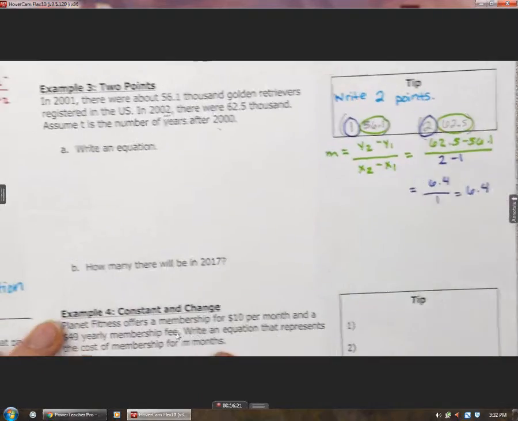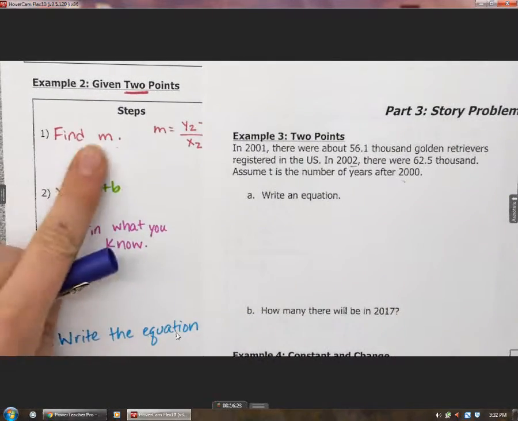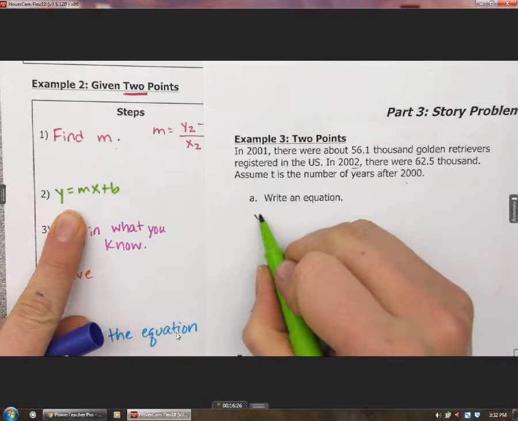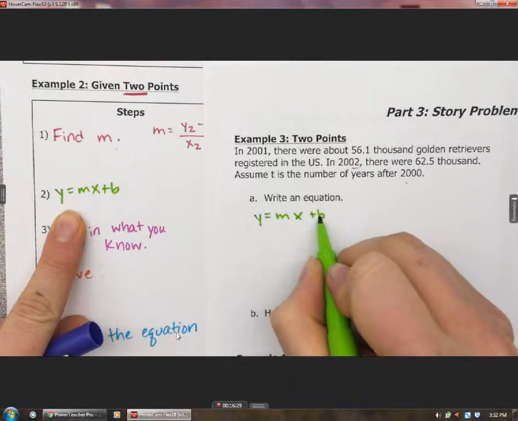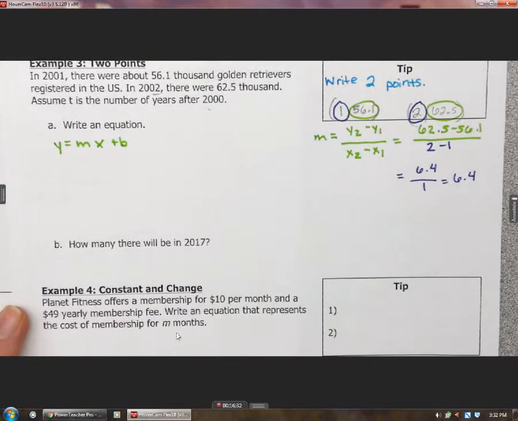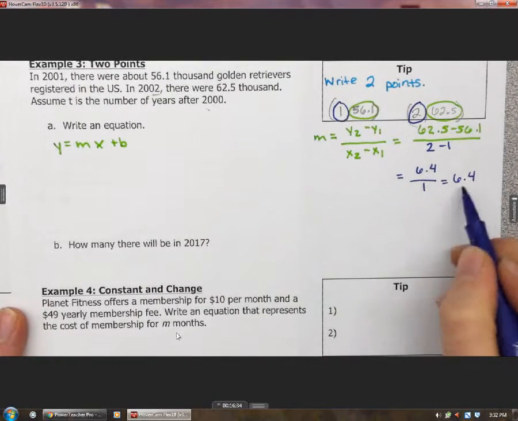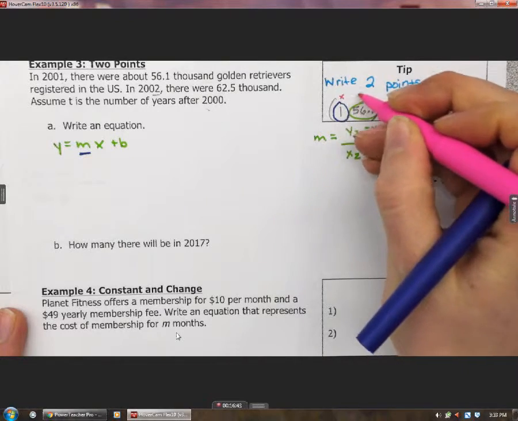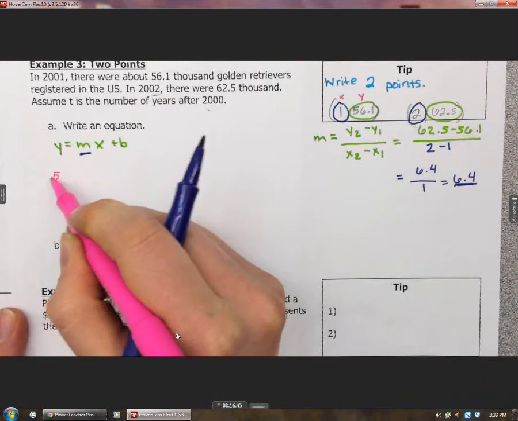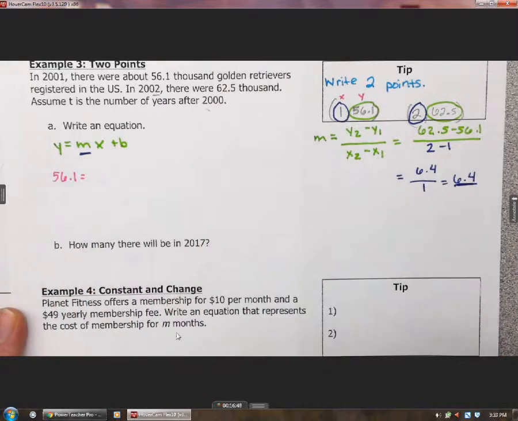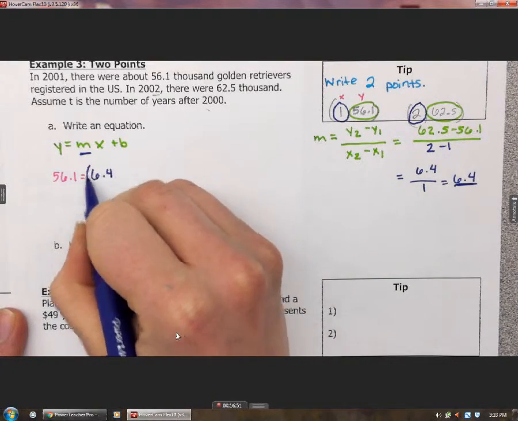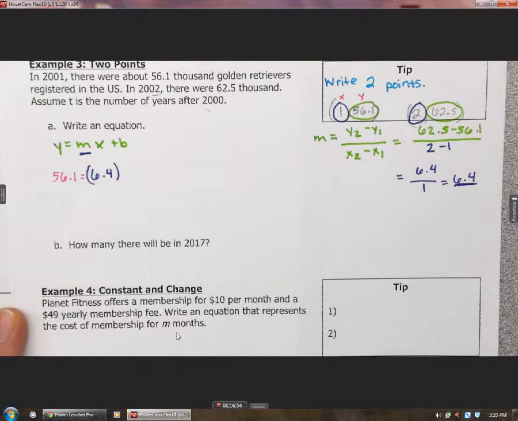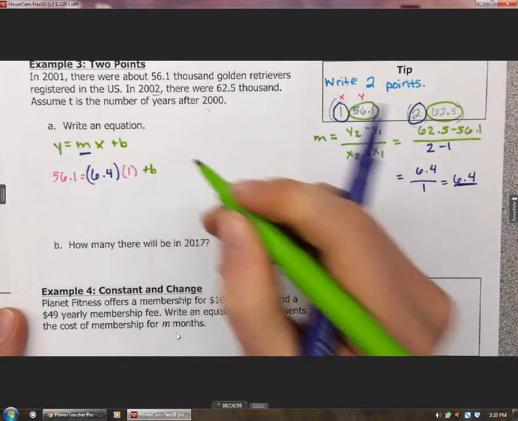Once I have m, I found m, I want to just write my equation. y equals mx plus b. I found m. So I can plug in either number for my x and y, or either point, it doesn't matter. This is x, this is y. So y is 56.1 equals, m is 6.4, x is 1, plus b.